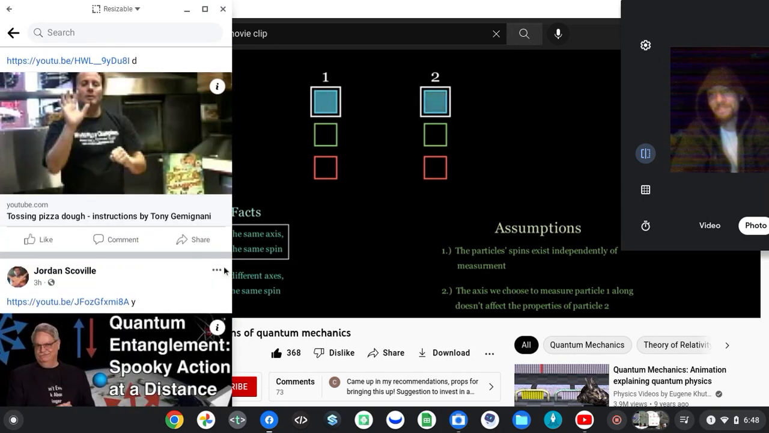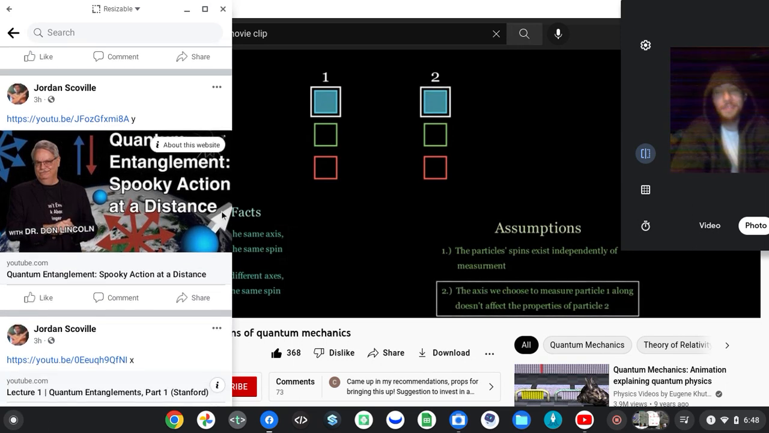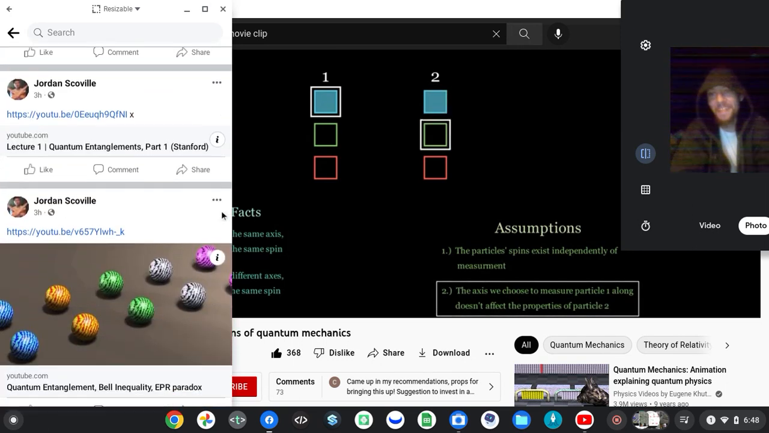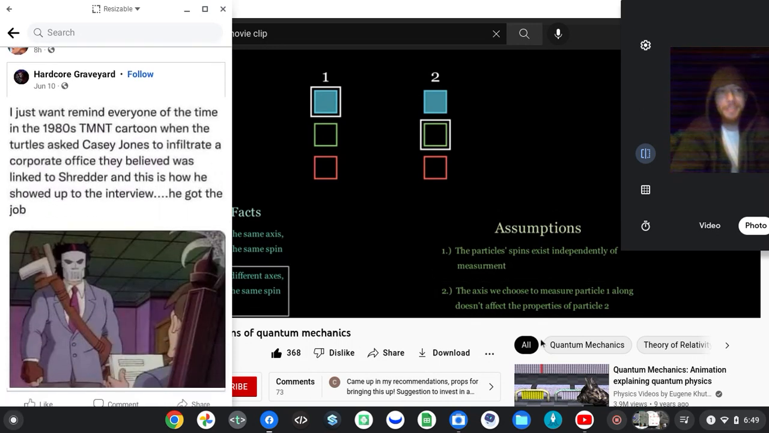By assumption 2, even if we measure particle 2 along the b-axis, the spin along the a-axis won't change. By our second fact, the property of particle 1 is the same.